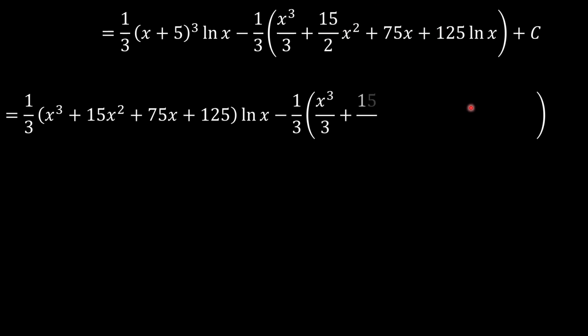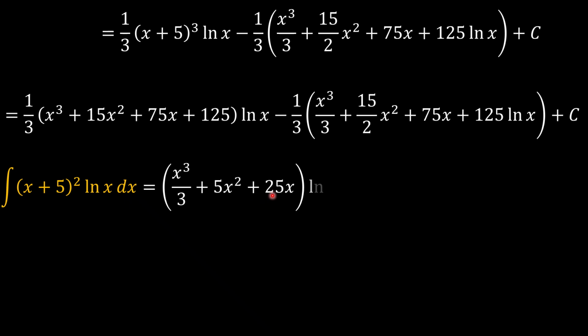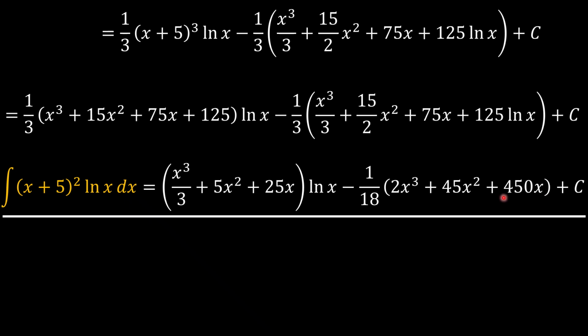Keep it as it is, but now we see that this minus sign allows this to interact with this, and this cancels out, so that the integral of the square of (x+5) times the natural logarithm of x is x³/3 + 5x² (because the 15 divides by 3) + 25x (which is 75 over 3) times the natural logarithm of x, minus 1/18 (2x³ + 45x² + 450x) plus the integration constant. And that happens to be our answer.